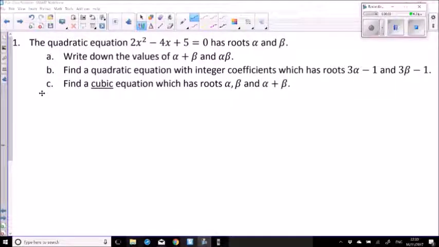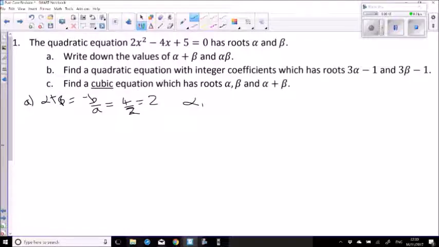This question is all about quadratic equations. So part A is a key fact we just need to know, which is that the sum of the roots is minus b over a. So that's in this case 4 over 2, which is 2. And the product of the roots is c over a, which in this case is 5 over 2.